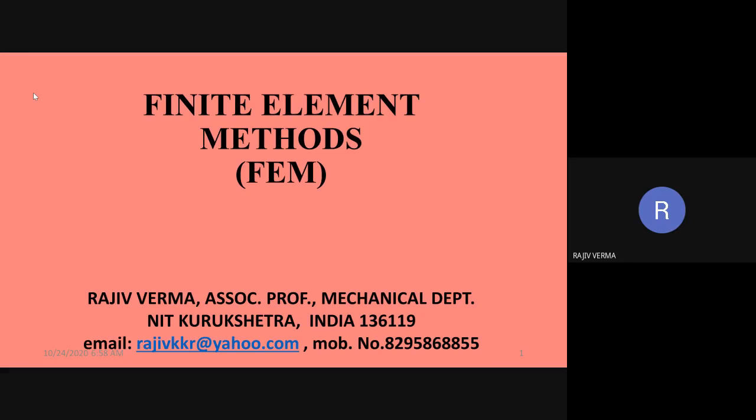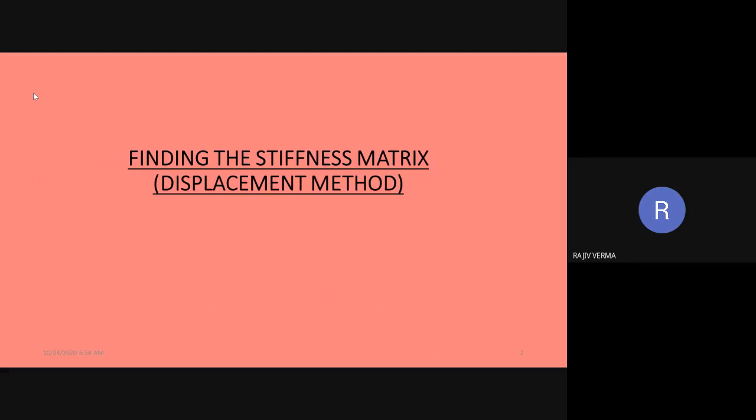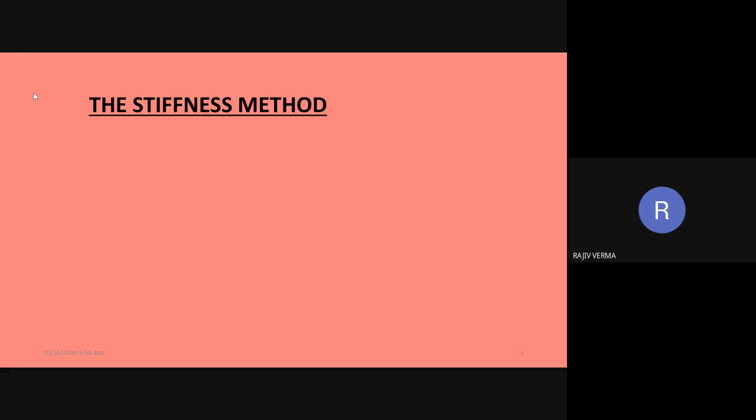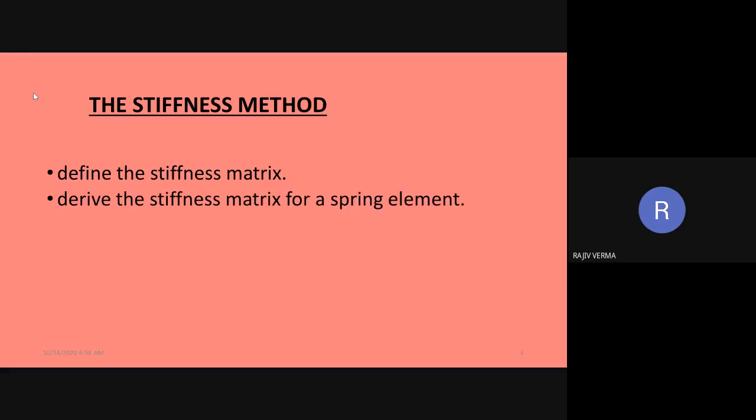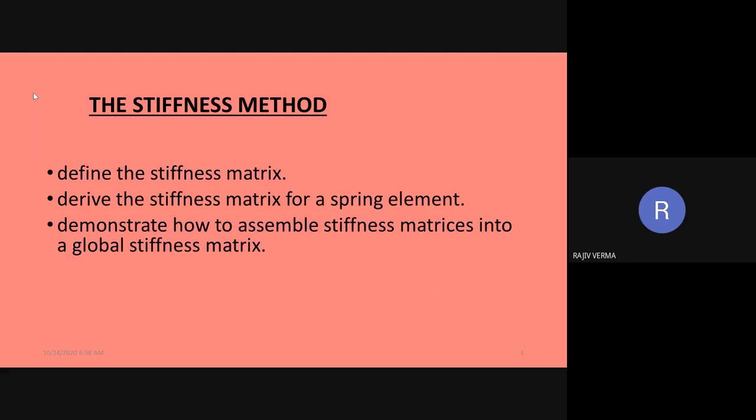So we start with the first method, that happens to be finding the stiffness matrix using the displacement method. Under the current session, we are going to define the stiffness matrix. We are going to derive the stiffness matrix of a spring element, which is the bar element. We are going to demonstrate how to assemble a stiffness matrix into a global stiffness matrix.